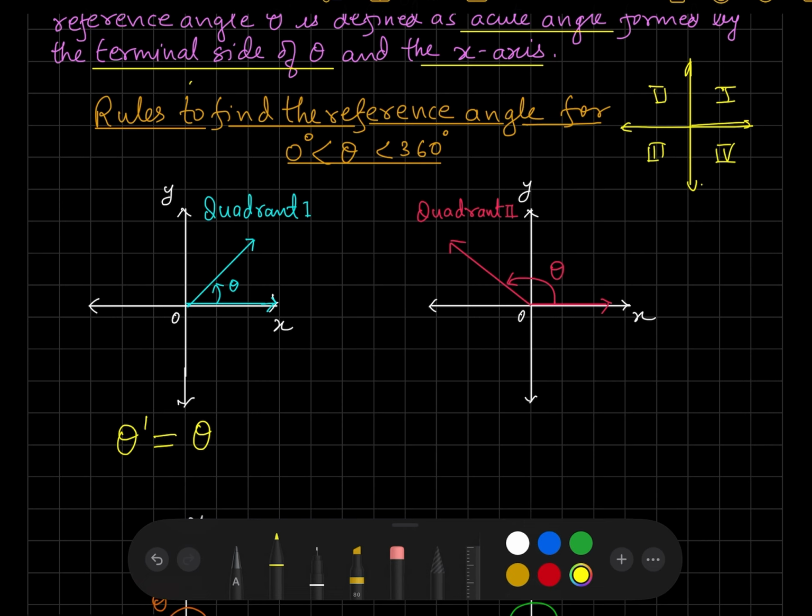Now coming to the second part. If the terminal side of the non-quadrantal angle lies in the second quadrant, then theta prime should be the acute angle formed with the x-axis. So this is this angle, right? It is found as theta prime equals 180 degrees minus theta, or in radians, theta prime equals pi minus theta.